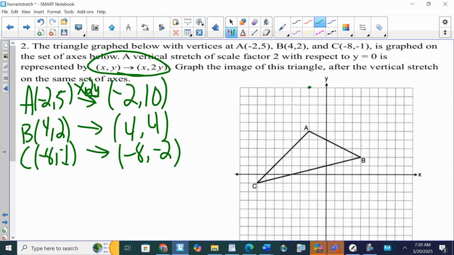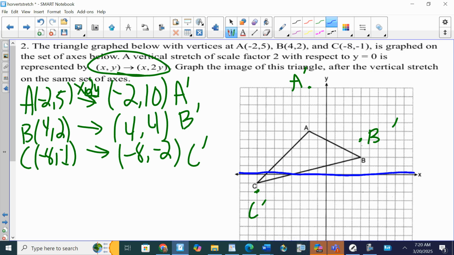I plot the points, negative 2, 10. And I'll give them some primes here. A prime, B prime, C prime. B prime is 4, 4. C prime is negative 8, negative 2. Basically what I'm doing is I'm multiplying the distance from y equals 0 by whatever the scale factor is. So C is 1 away, so now it's 2 away. A is 5 away, so now it's 10 away. B is 2 away, so now it's 4 away. That's essentially what I'm doing.